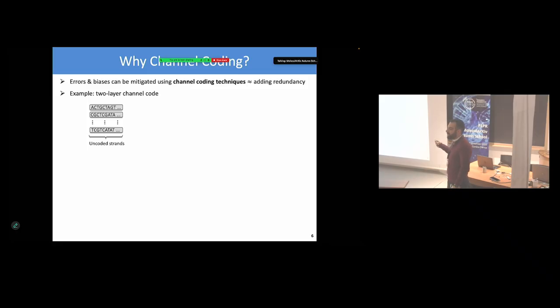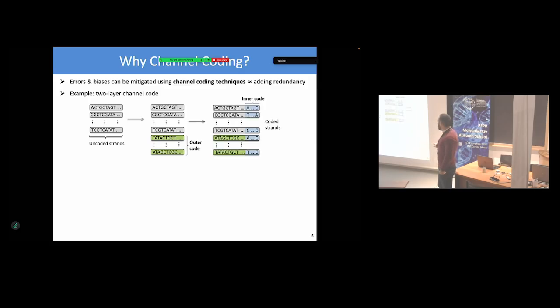This is what we call a two-layer channel code. So imagine that we have these uncoded strands, and one thing you can do is apply an outer code which adds additional oligos in your pool, and then you apply an inner code which adds redundancy within each oligo. So this is why it's called a two-layered structure. Then in the end you have some coded strands which contain redundancy. The redundancy is highlighted in green and blue. So this is the practice of adding redundancy to your data, and we will discuss how we can exploit this redundancy to mitigate errors and biases.